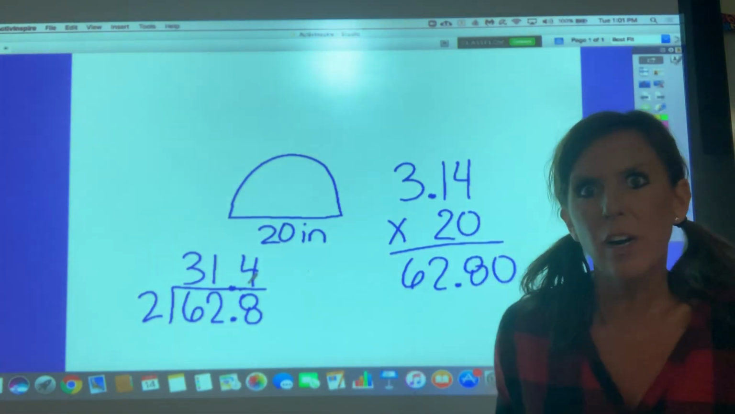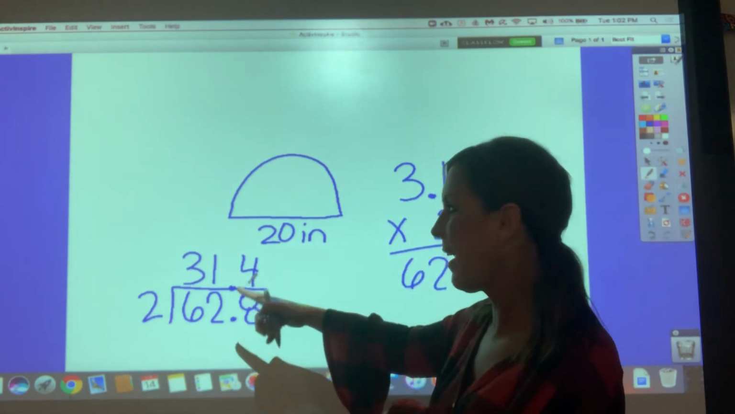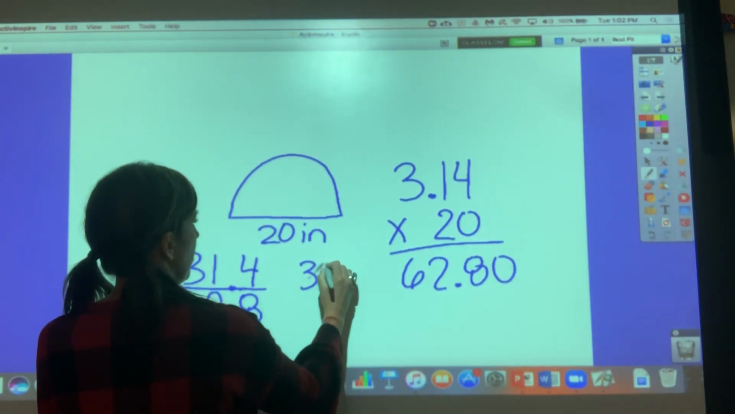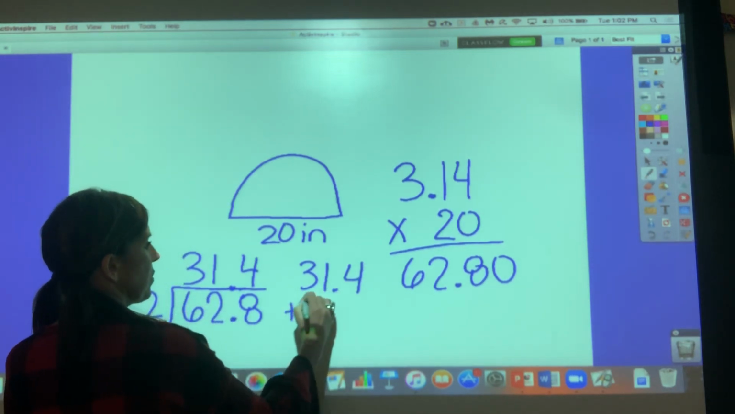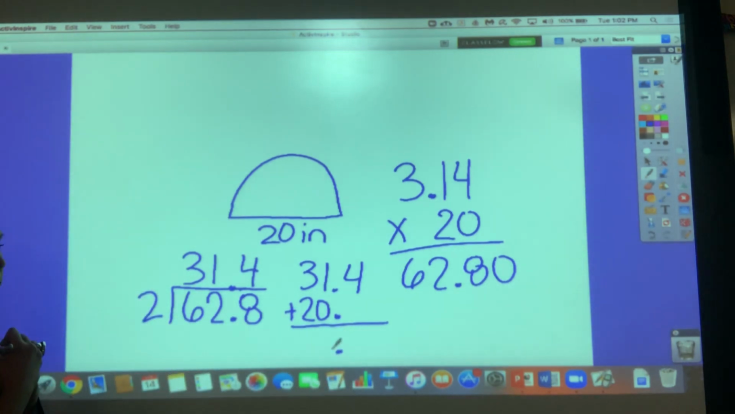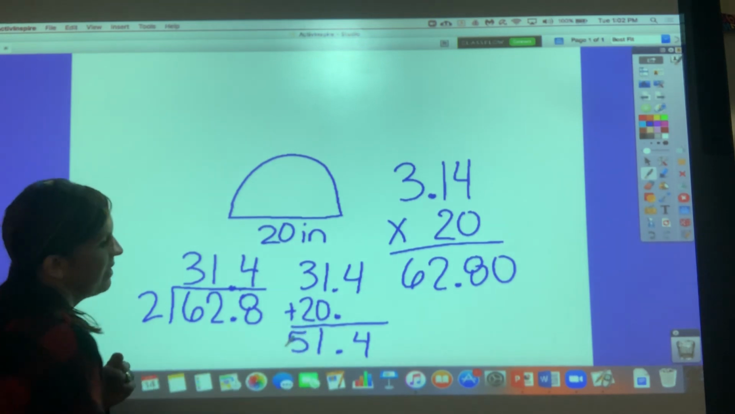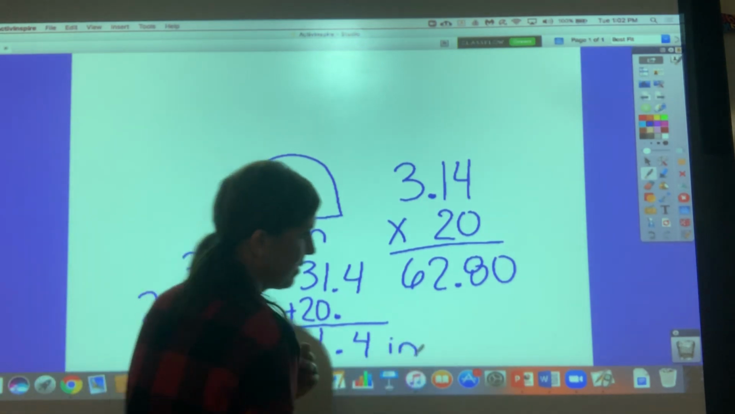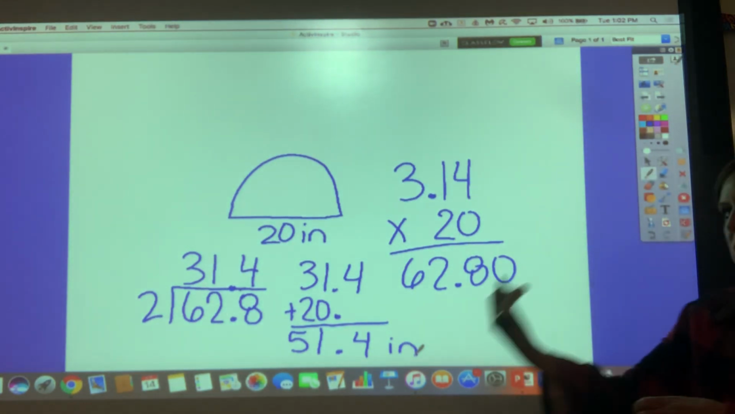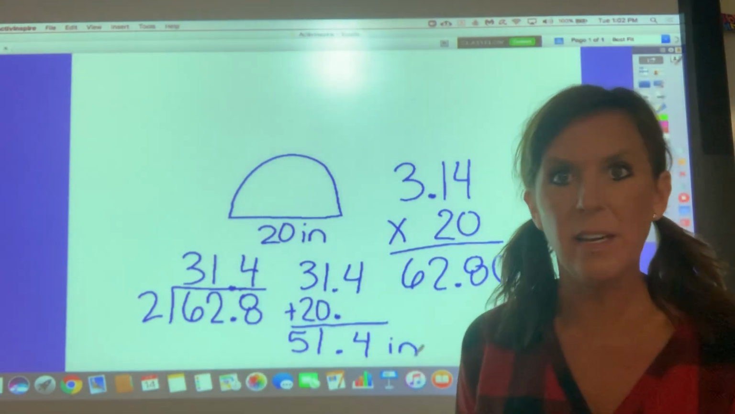So this isn't hard, there's just a lot of pieces to remember. This gave us the whole circle, so we still needed to halve it. That only gave us the curved part, so we still need to add the straight part back. So it'd be 31.4 plus 20, and remember it's 20 point 0. That should be easy, so add that up, and we'll get 51.4 inches for the distance around that semicircle. So sometimes you're going to use 22/7, and sometimes you'll need to use 3.14 because it's something that's not going to cancel with 7.